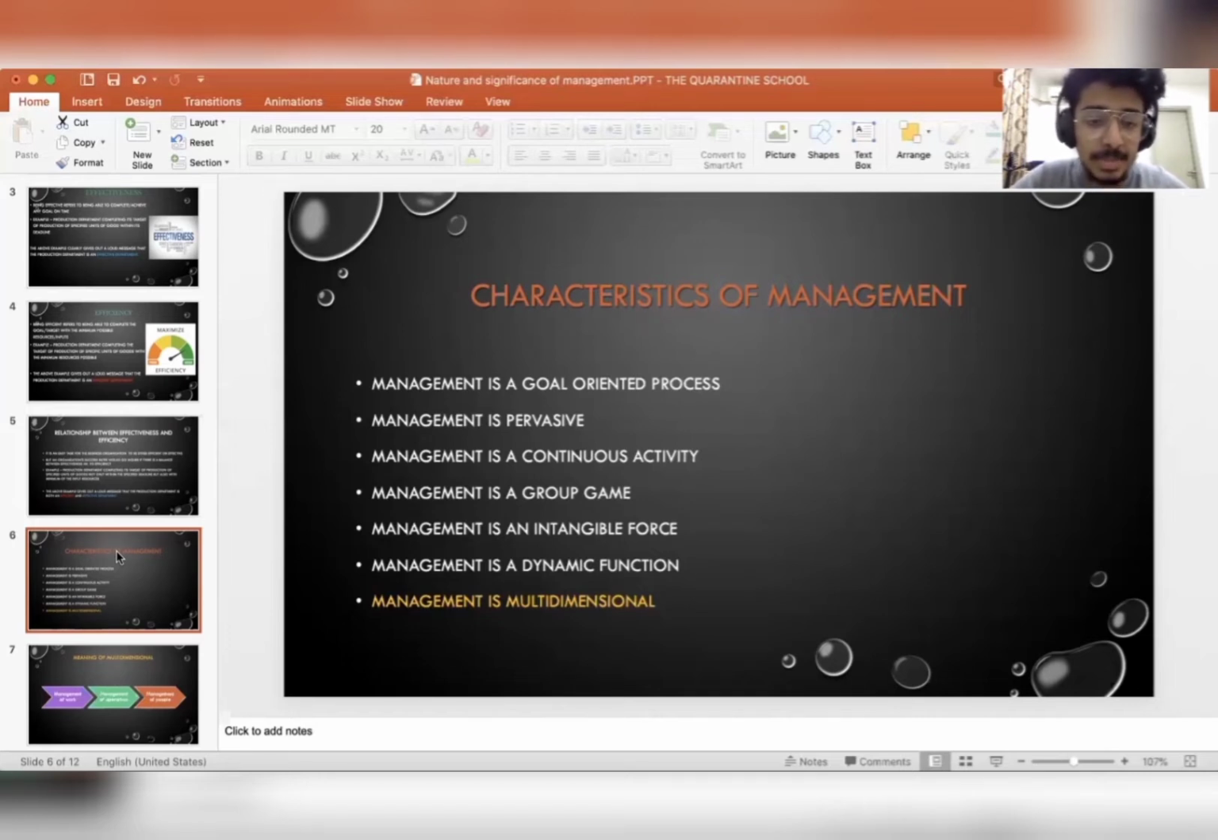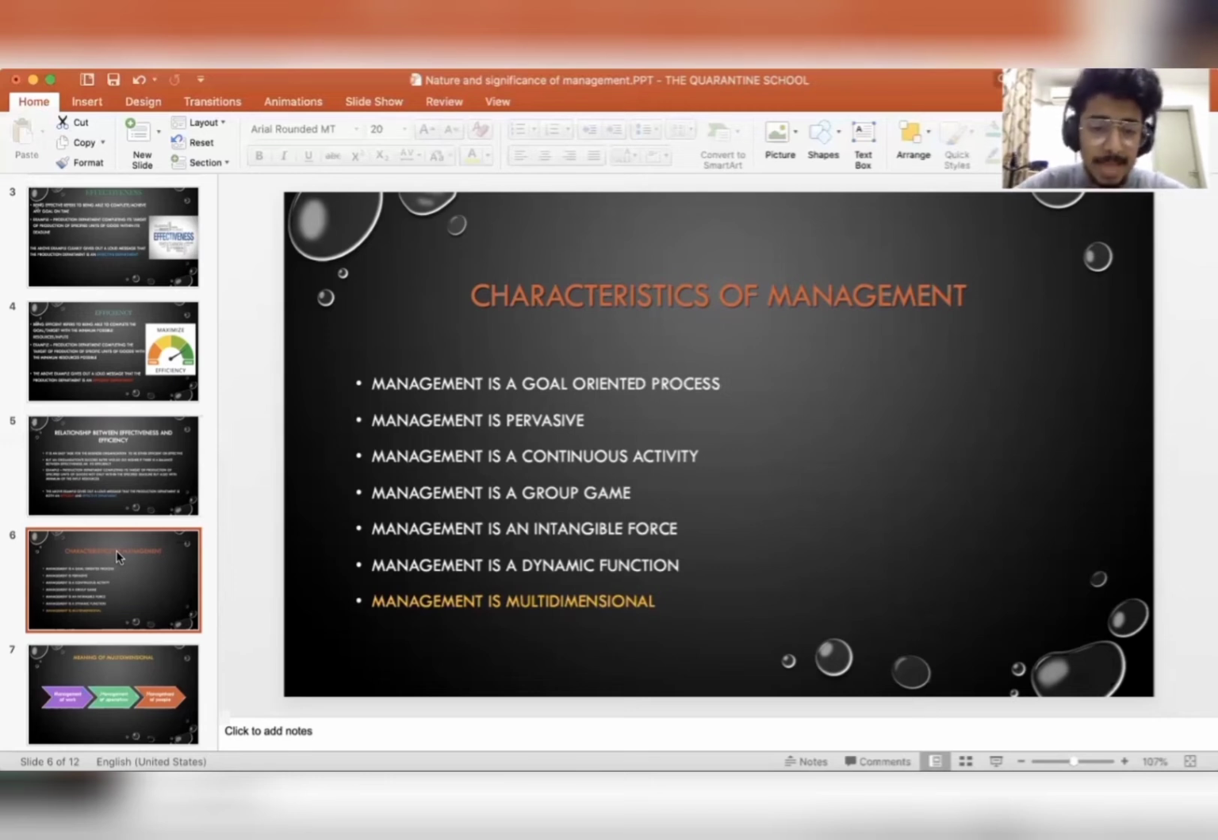Second point, management is pervasive. Now, what do you mean by pervasive? Pervasive means that it is accomplished at all the levels. In case of the organization, we will divide it into top level management, middle level management, and lower level management. Now, it is not that management is required only at the top level, but not at the lower level. Pervasive means that management equally plays a role at all the levels of organization. Although the quantum of management can be different at all the levels, however, it plays a very important role in all the levels of the organization.